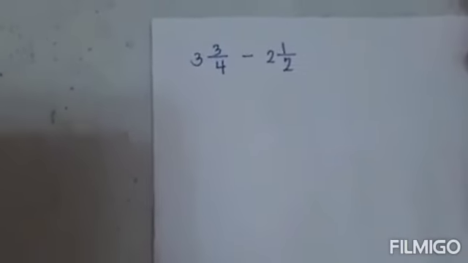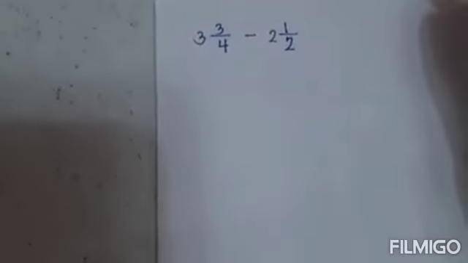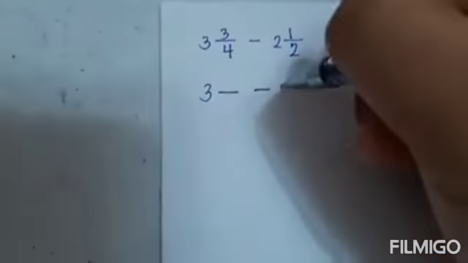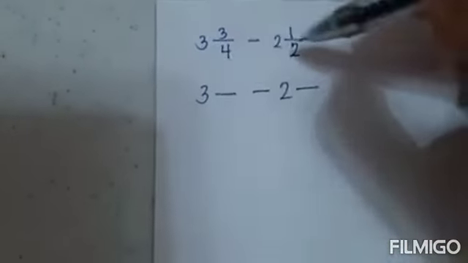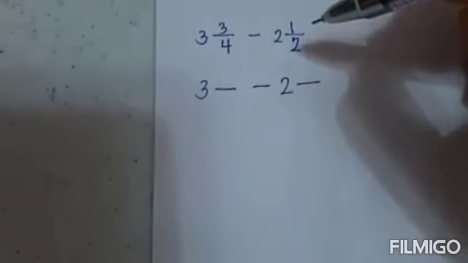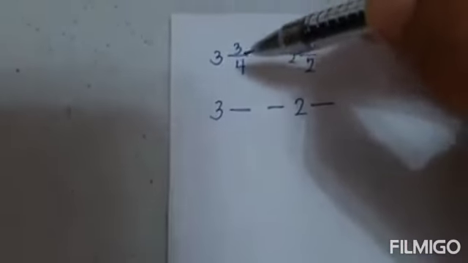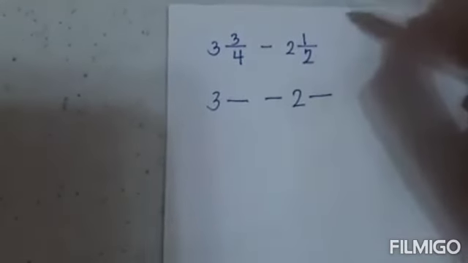What about subtracting mixed numbers? Okay, what are we going to do? Just like in addition, just copy first the whole numbers. Then prepare for the finding of the LCD. So the denominators are 4 and 2. We cannot subtract immediately since they are dissimilar fractions. So what product of 4 is also a product of 2?